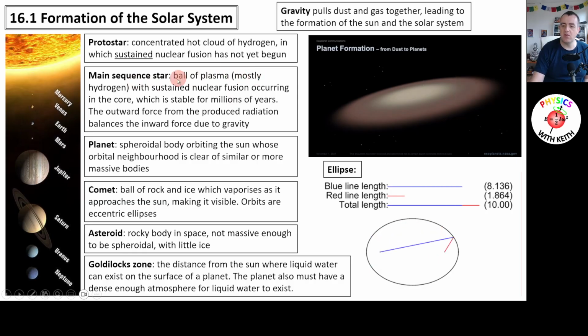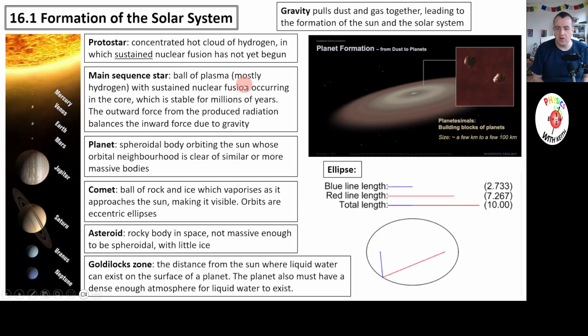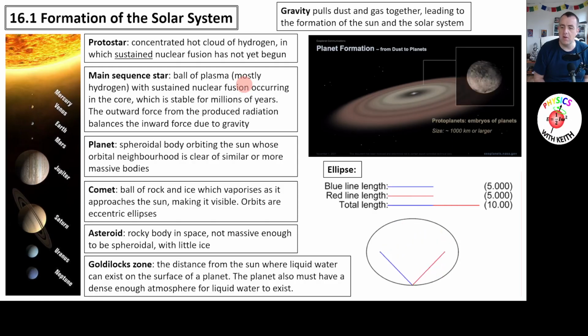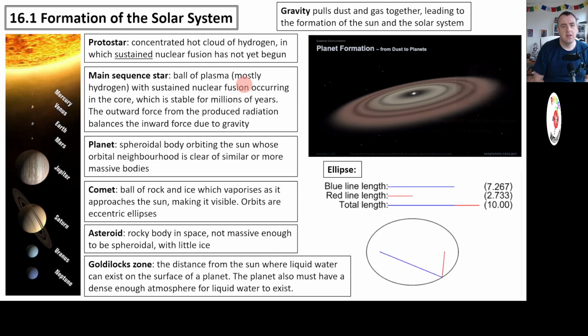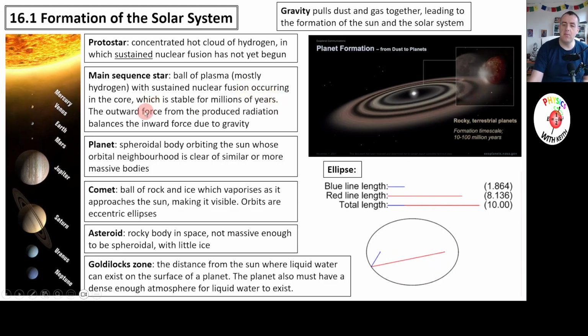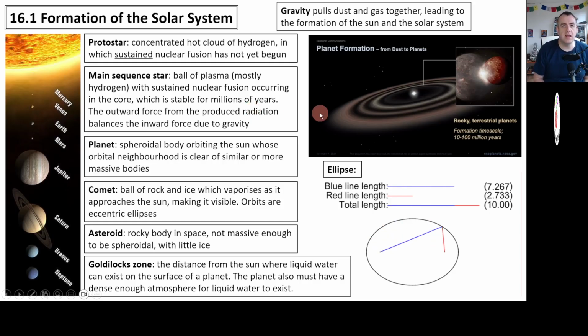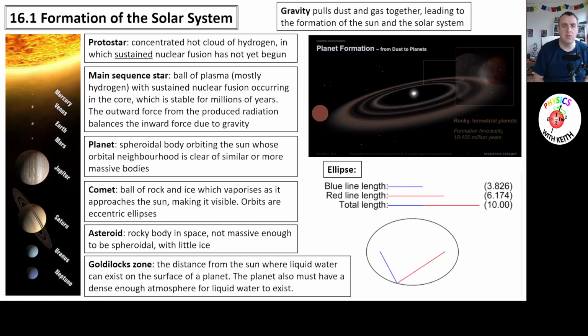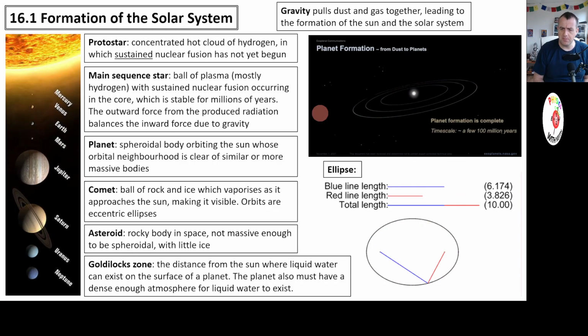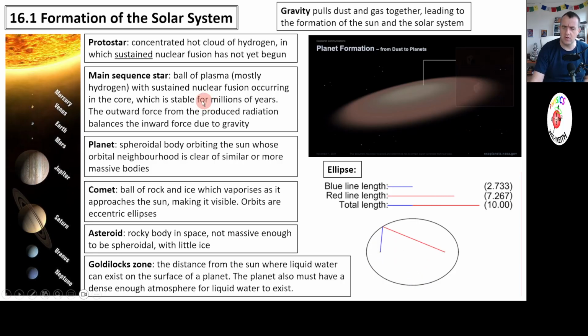So plasma, mostly hydrogen, sustained nuclear fusion in the core now. So it's very, very high temperature in the core, over 1,000,000 degrees Celsius. Stable for millions of years, could be billions of years, as is the case with our star. Thousands of millions of years. And what happens here is the outward force produced by the radiation that comes from the fusion reactions is balanced by the inward force due to gravity. So that's a main sequence star.